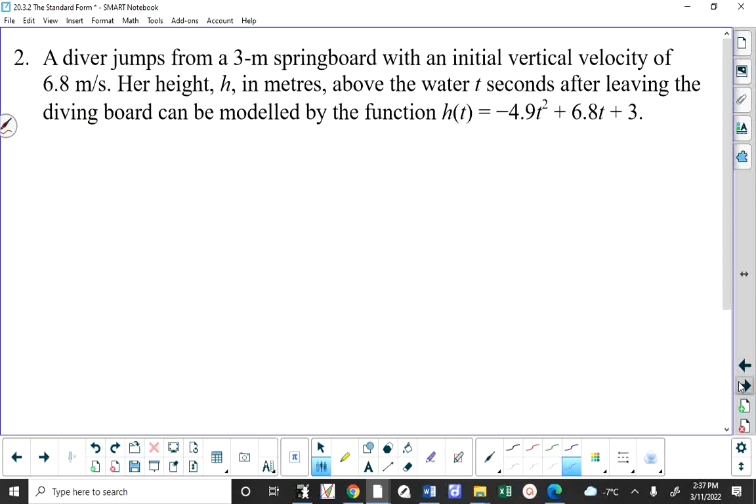Now we start to get into word problems. We've got a couple of word problems we're going to be doing here in the next 25 minutes or so. A diver jumps from a 3-meter springboard with an initial vertical speed of 6.8 meters per second, and you're given an equation that can be used to find her height. All right? Let's boil it down to what's important. Her height is equal to negative 4.9 t squared plus 6.8 t plus 3. That's her height above the water. And we're asked a whole boatload of questions.